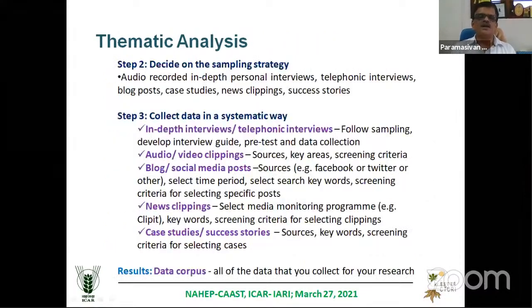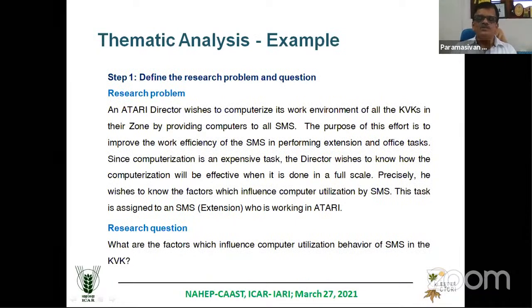So you have to decide the sampling strategy. How will you collect the data? You have to collect some open-ended interviews at the beginning, because by looking at it, what are the factors which influence the computer utilization of the SMS in the KVK? This is one research question. But please remember, the director wishes to know how much the computers will be used at a later stage. That means you are going into an explanation and prediction research goal. So ultimately you have to do the quantitative analysis.